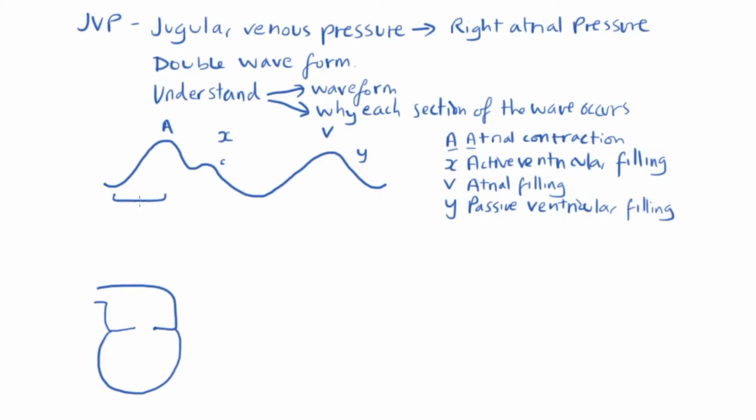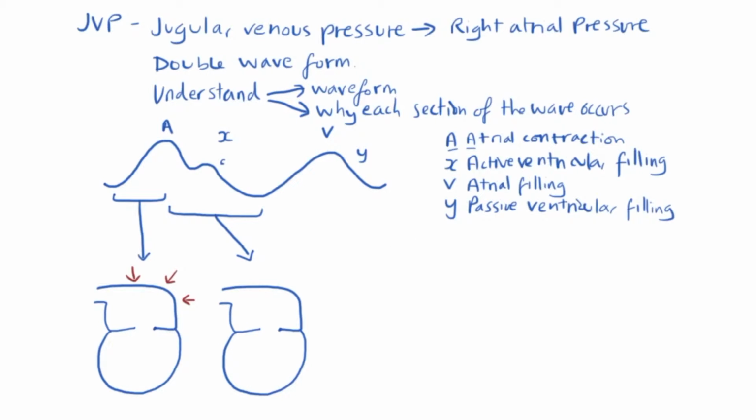So in the first section, the A wave, there's an increase in the pressure in the right atrium, and that's due to the atrial contraction. In the next stage, the X descent, due to that contraction of the atria, blood is actively forced out into the ventricle, and since there's a reduction in the volume within the atria, you also get a decrease in the pressure as well.